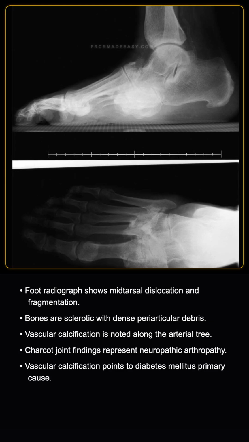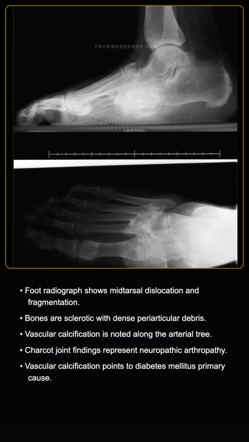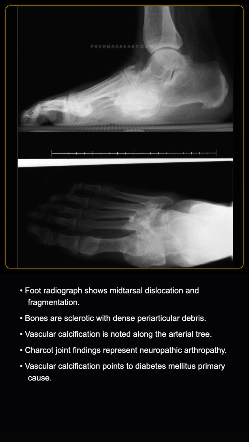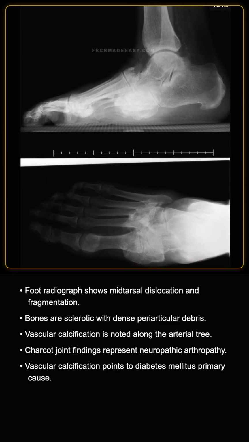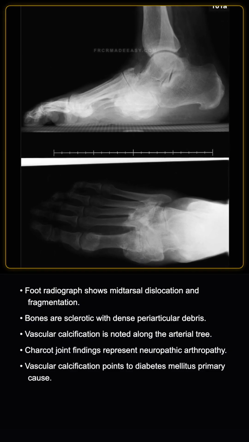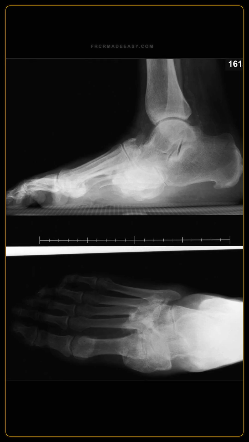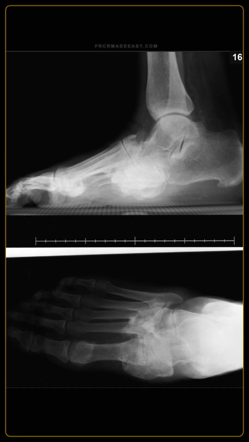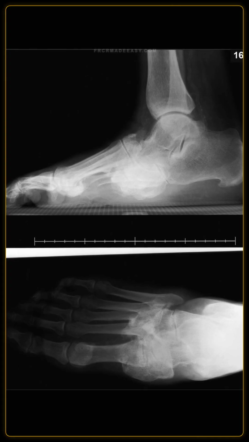The combination of dense bones, joint destruction, debris, dislocation, and deformity in a swollen foot represents a neuropathic arthropathy or Charcot joint. The presence of arterial calcification strongly suggests diabetes mellitus as the underlying cause. What is the differential diagnosis for neuropathic arthropathy, and how does the anatomical location guide us to the primary etiology?